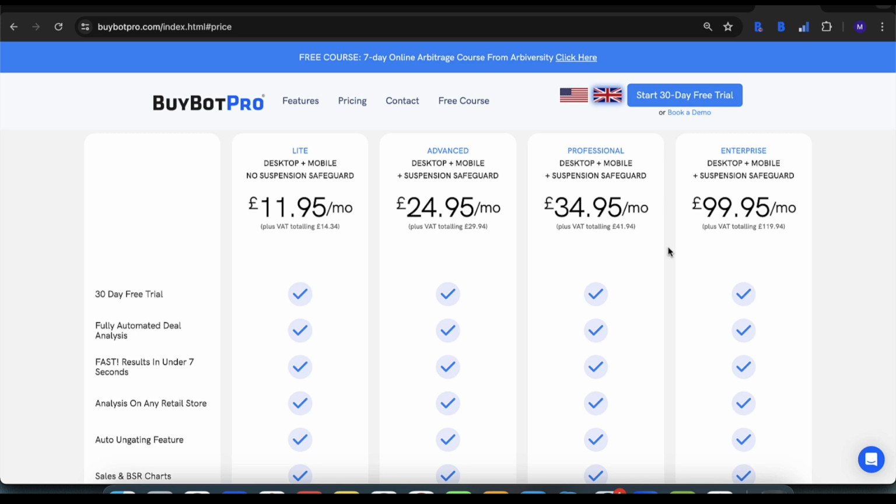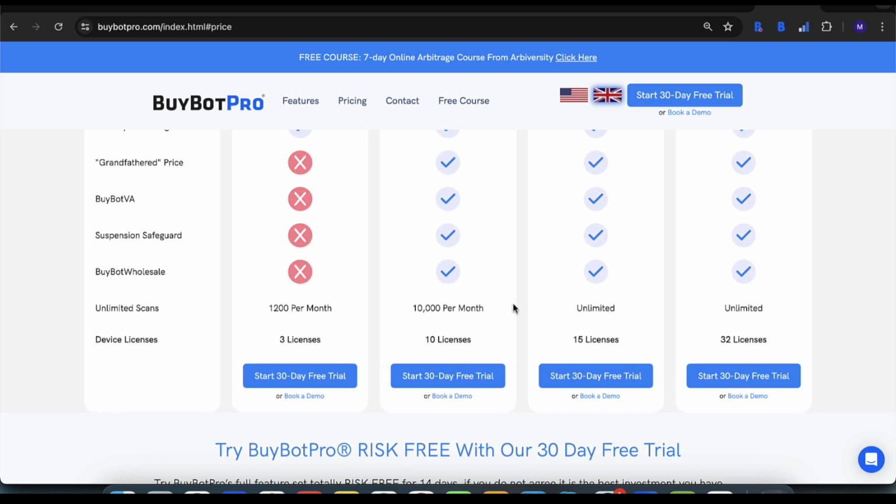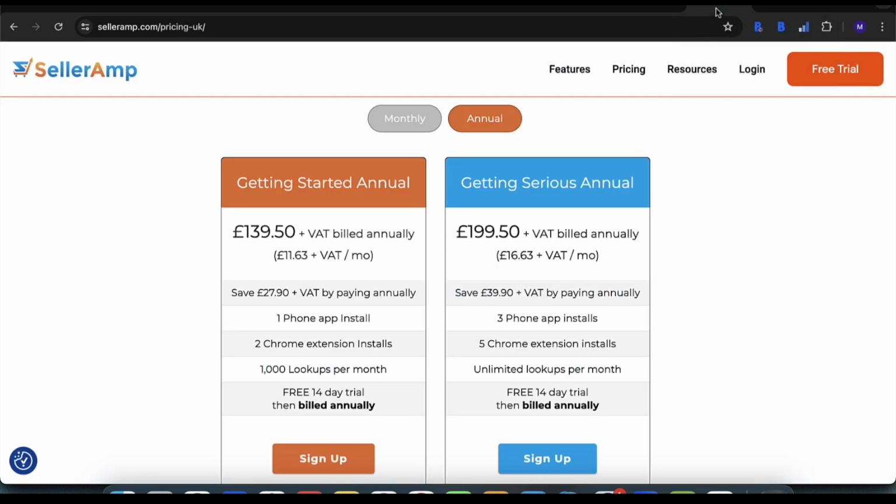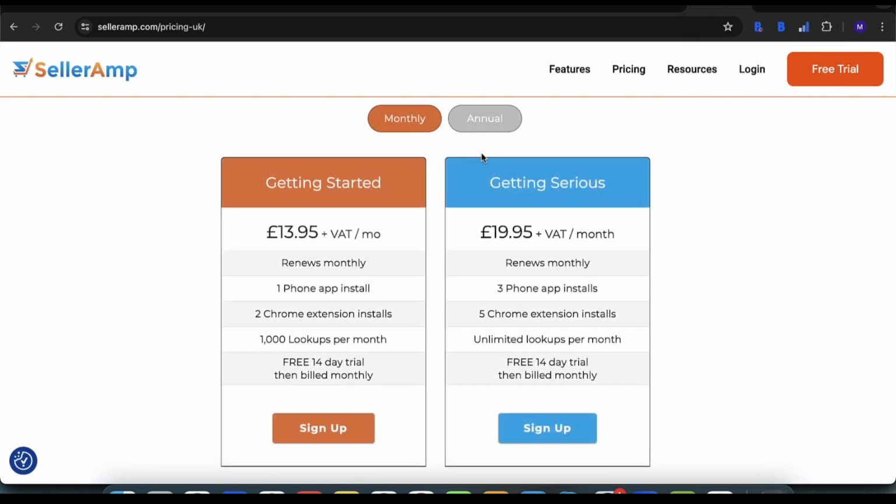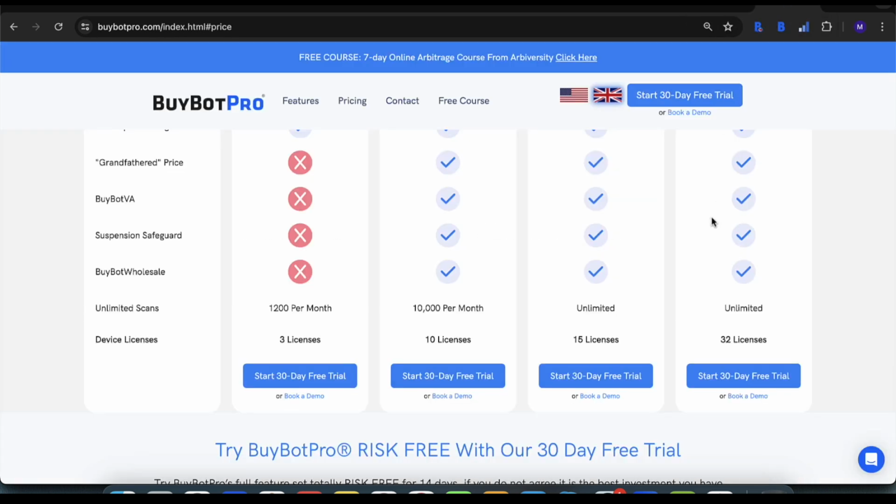And yeah, a longer trial period as well, so you can utilize it for a whole month basically and see how well it's going to help your business and help your deal analysis. And obviously you get everything else that I've talked about in there as well. So there's a lot more in there is what I'm trying to say. But yeah, in terms of the plans, SellerAmp is great, but I just think BuyBotPro is better.